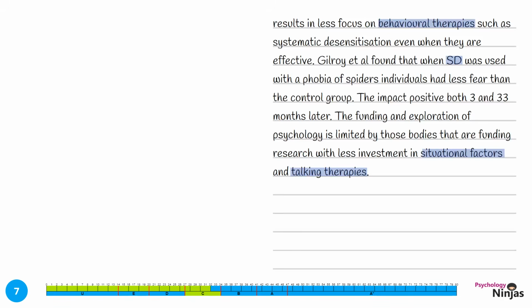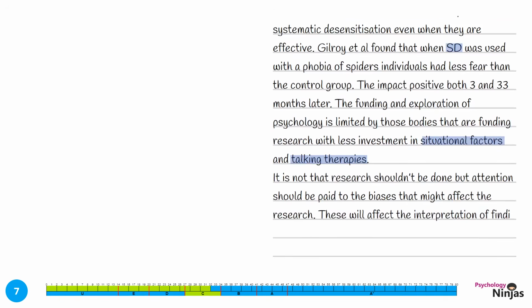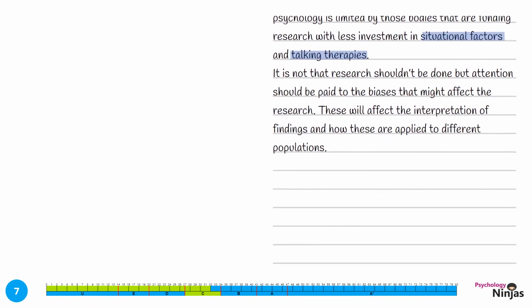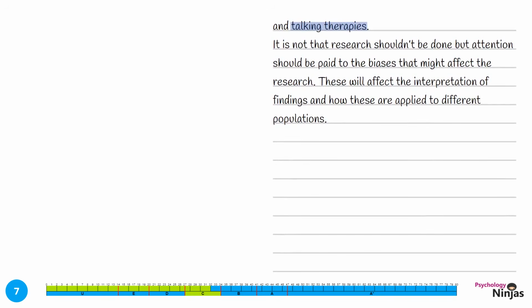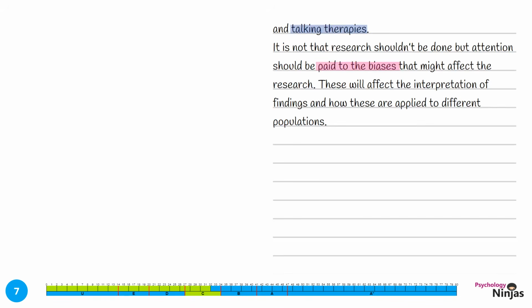Let's return to AO1 one more time. It is not that research shouldn't be done, but attention should be paid to the biases that might affect the research. These will affect the interpretation of findings and how these have been applied to different populations. The role of biases is identified as an additional factor that might make research socially sensitive. It's now time to discuss this in the context of our classic studies.